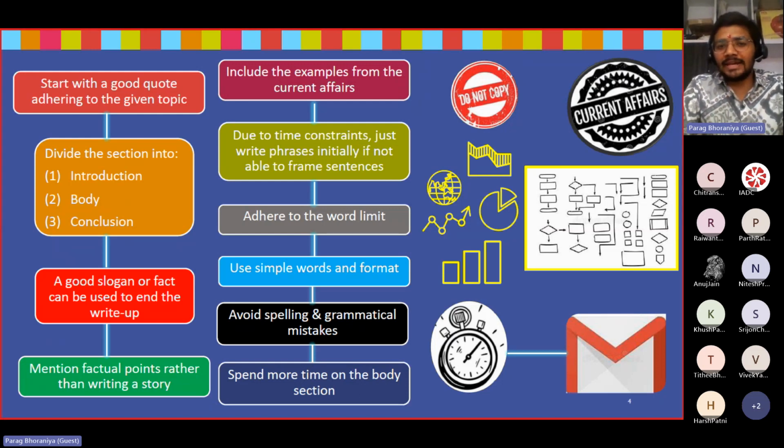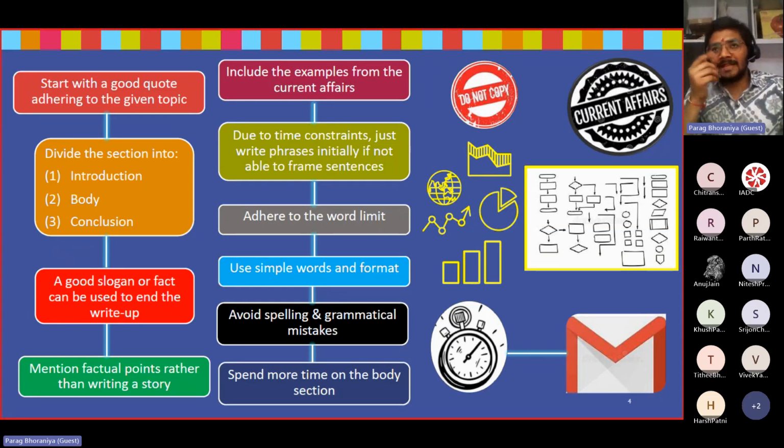Then comes include the examples from the current affairs. As I mentioned, you can include something from recent times. So let's say the topic of the essay writing or the content writing is, let's say, IPL versus the international cricket. Okay, this is the topic. Then you should be able to gather some thoughts around what is happening in current times and try to mention those things there, right? So that will give a good impression. So try to include examples from the current affairs.